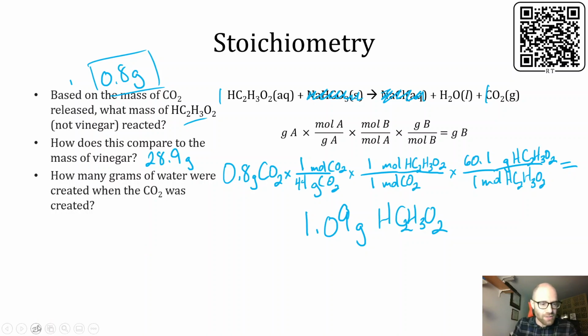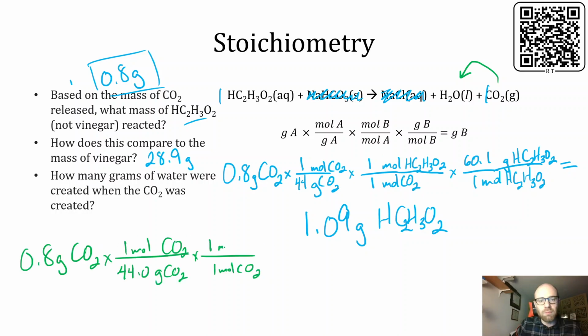I'm actually going to go through this last problem too. How many grams of water were created when that mass of CO2 was created? So now we're trying to relate this 0.8 grams of CO2 back to the water. What's neat about this setup is that for these two problems, substance A is your CO2 for both. Substance B here is water, where it was the acetic acid before. So you can do the same exact setup for the A portion, and then slightly different numbers for the B. Again, it's 1 mole of water because all the coefficients are 1 for this reaction.